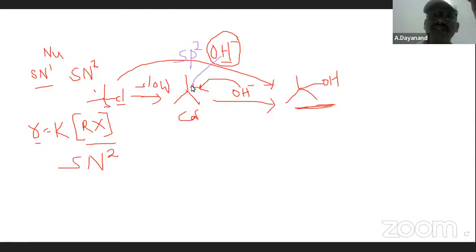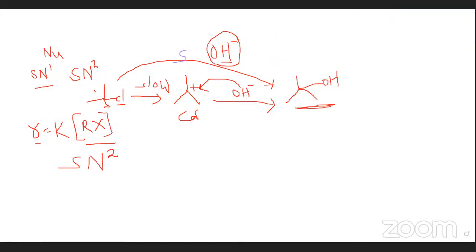If it attacks from one side, it forms plus. If it attacks from the other side, it forms minus. As a result, 50% plus, that is dextro, and 50% levo are possible here. Therefore, it forms a racemic mixture. Another important thing is that polar solvents favor this Sn1 reaction.